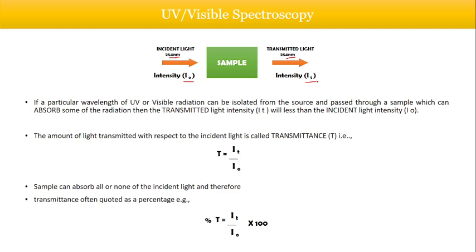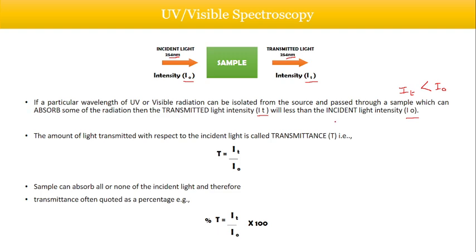Now, if a particular wavelength of UV or visible radiation can be isolated from the source and passed through the sample, which absorbs some of the radiation, then the transmitted light intensity is IT. So the previous one was I0, and IT will be less than that of the incident light I0. So if it is absorbing, the transmitted IT would be less than I0.